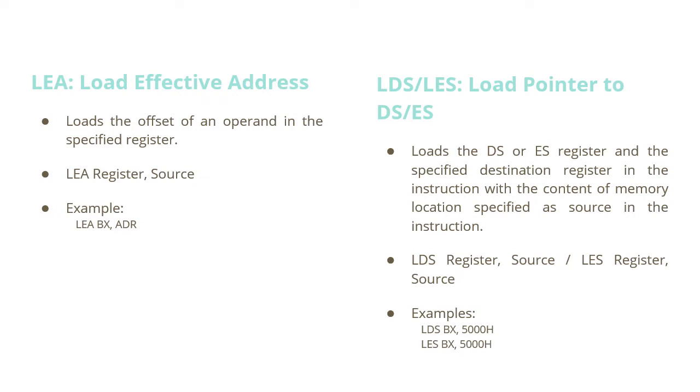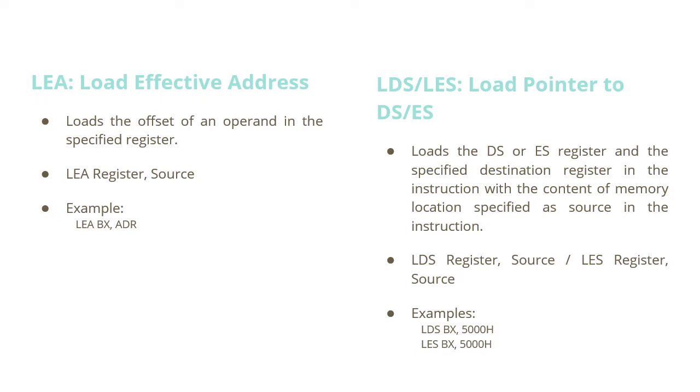Next, we have the LDS or the LES instruction, which means load pointer to DS or ES. This instruction will load the DS or ES register, as differentiated by LDS or LES, and also the specified destination register in the instruction, with the content of the memory location specified as the source in the instruction. For example, the instruction format is LDS register, source, or it can be LES register, source. We'll see an example. The first example is LDS BX, 5000H.